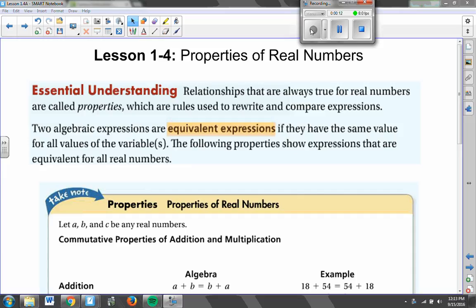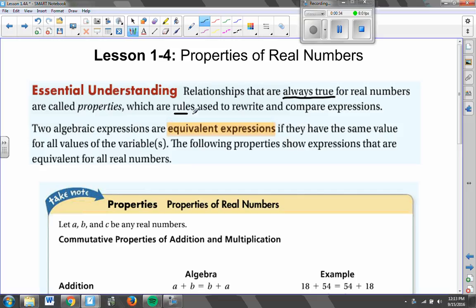And today we're going to look at some properties of real numbers and then what that means for simplifying some expressions. Okay, so properties of real numbers are relationships that are always true. So properties, when we write them down in our notes, we know they always are true. Every time, 7 days a week, 365 days a year, they're always true. We also call them rules for math class, because they're always true, always can be expected to happen.